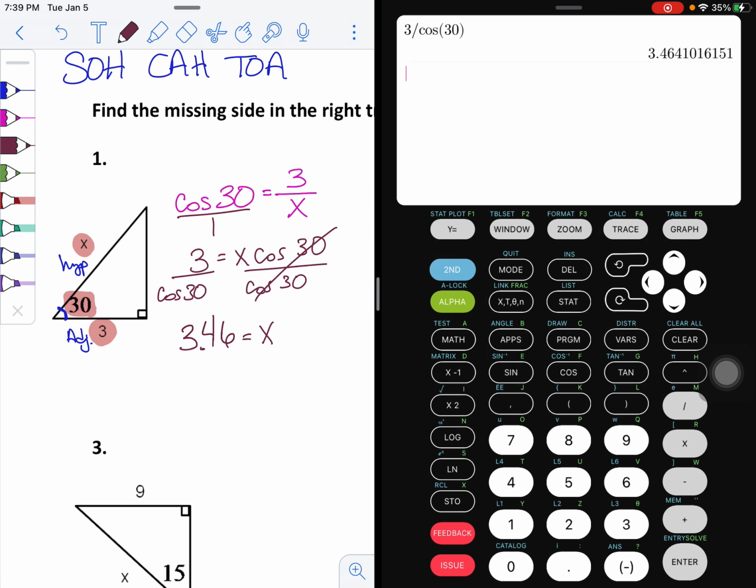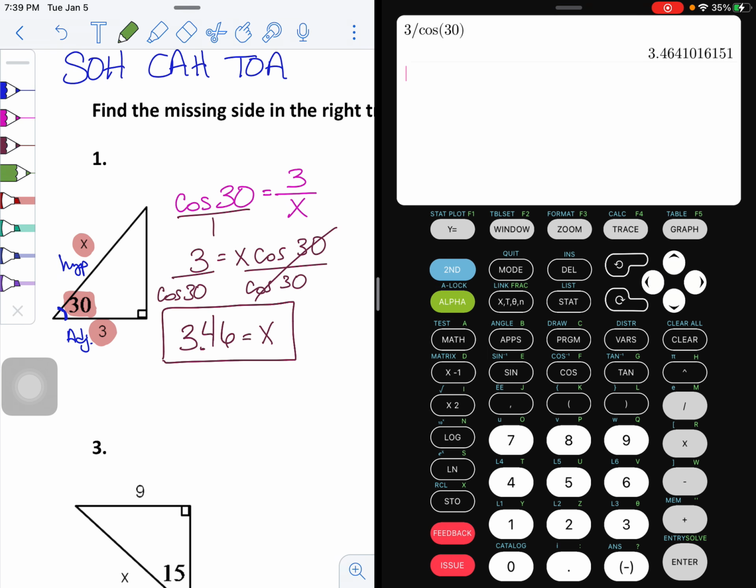Now, one quick check, has nothing to do with the calculator, is in a right triangle, the hypotenuse is supposed to be the longest side. So just do a quick double check to make sure that this is in fact the longer side compared to the one you were given. So, okay, we're good to go with that part, at least as a quick check.